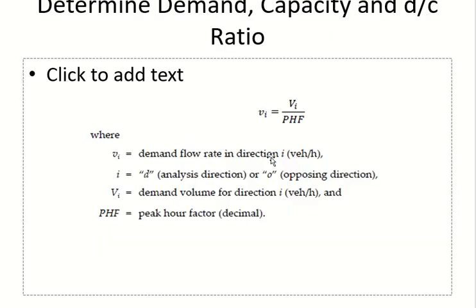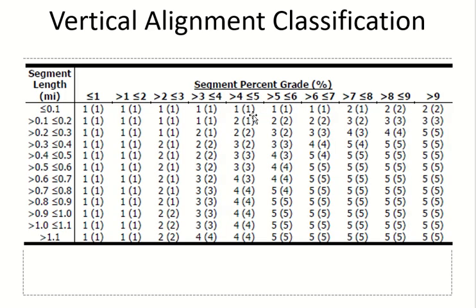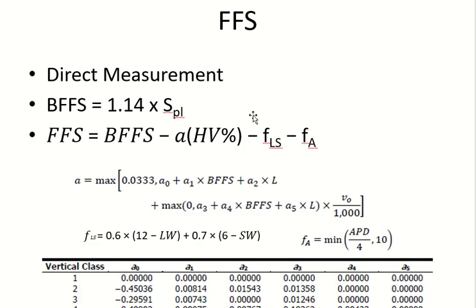You need to calculate the flow rate for both directions of the road. How to calculate the flow rate? Volume divided by peak hour factor, which you can see over here. Then the next item is you need to calculate the free flow speed.